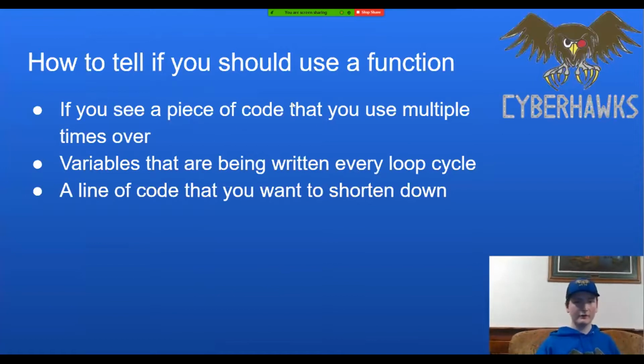How you should tell if you want a function: if you see a piece of code that is used multiple times over, variables that are being written each loop cycle, like I said with the encoders, or a line of code that you want to shorten down. It really depends on how you use your code. You just have to keep an eye out for how you want to use functions. You just always have to look for, how can I shorten this program down using functions? It's not something that might always be obvious, but you just always got to keep an eye out for how you can use them.